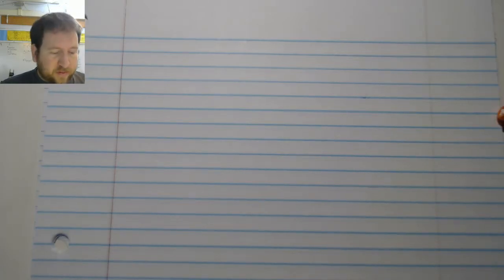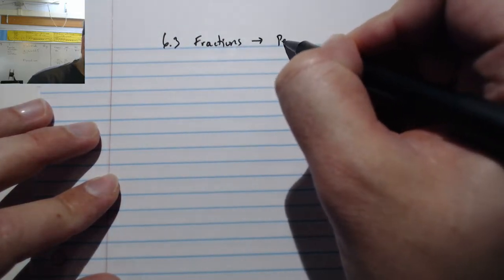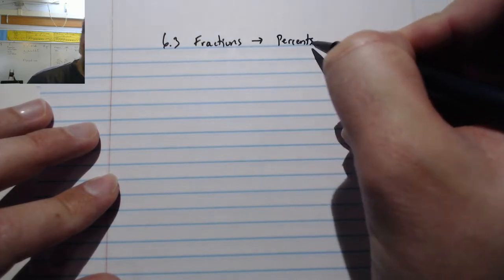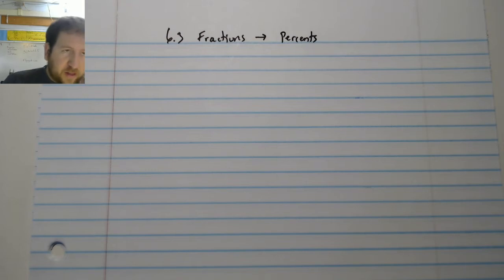Alright, after a couple of easy sections, we're going to go to a slightly trickier section, but certainly not hard. We're going to be going from fractions to percents. Just like what we were doing before, where we started with a percent and went to a fraction, we're going to be going the opposite direction this time.